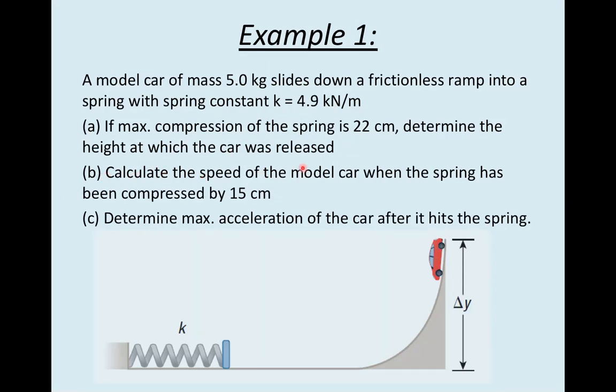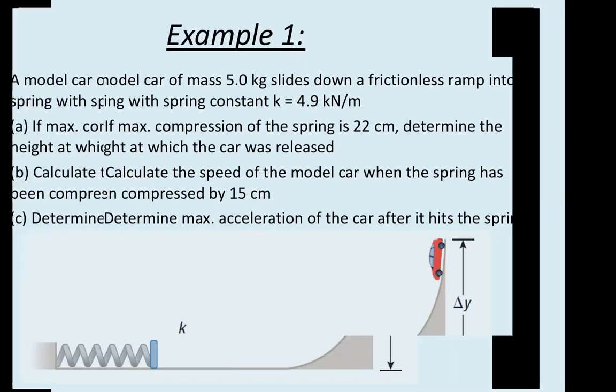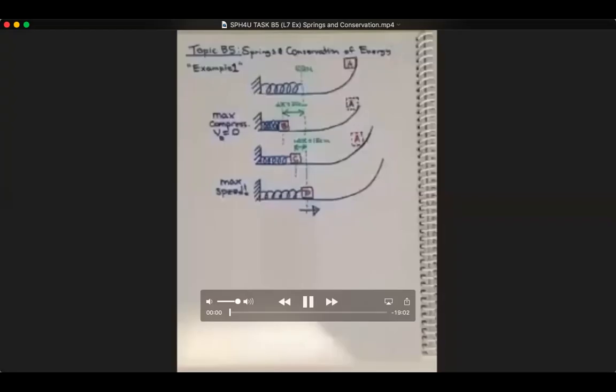Part B is calculate the speed of the model car when the spring has begun to compress by 15 centimeters, and then determine the maximum acceleration of the car after it hits the spring. So let's take a look at writing up a solution together. This is a good time to pause and check to see what diagrams you would draw before you see my diagrams.